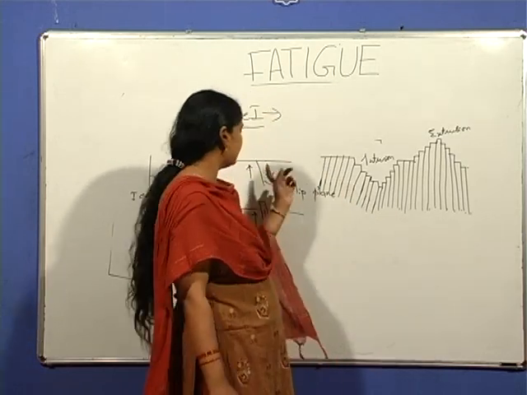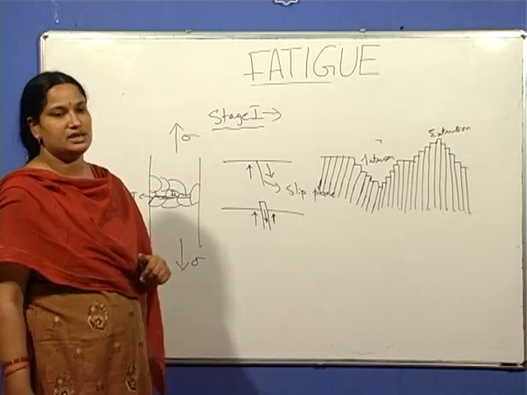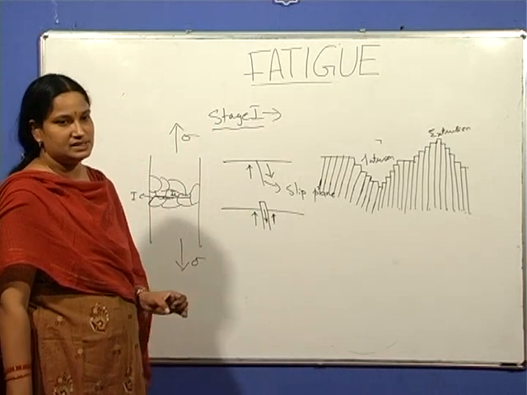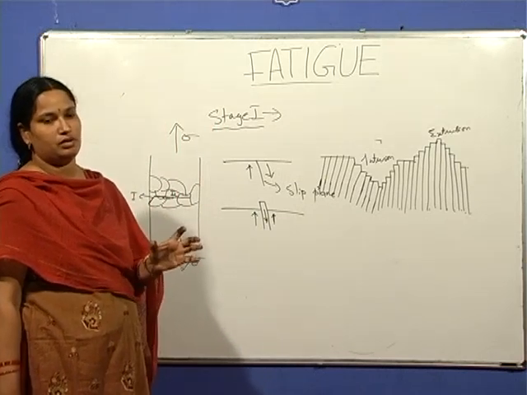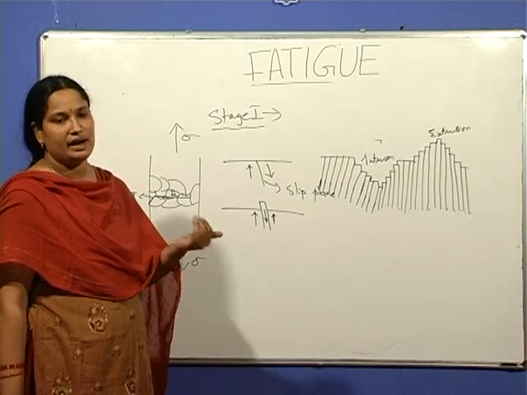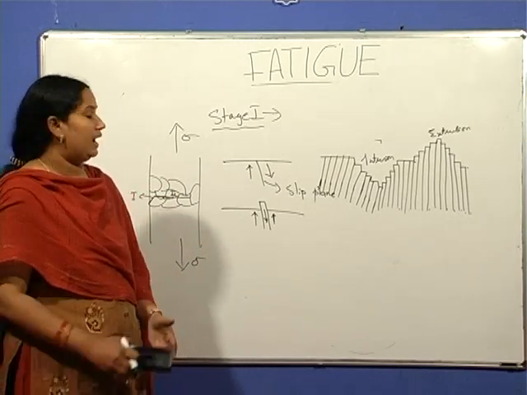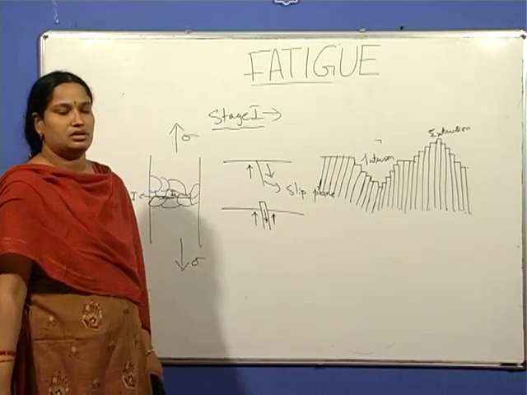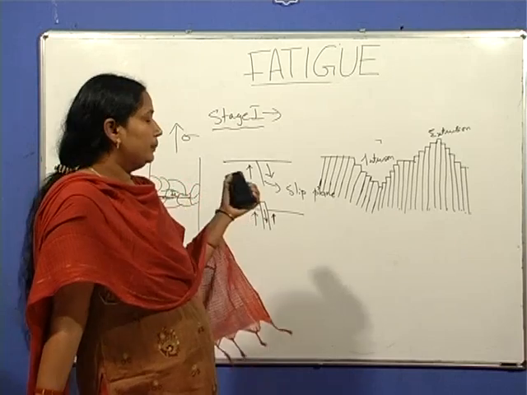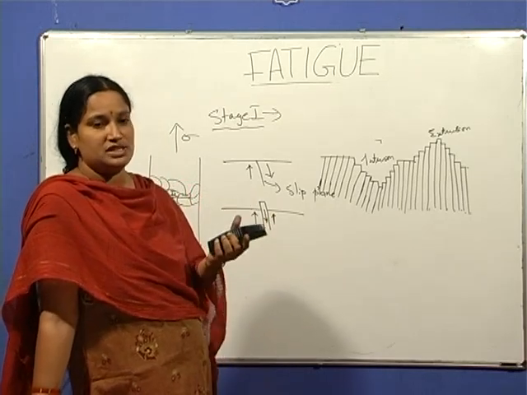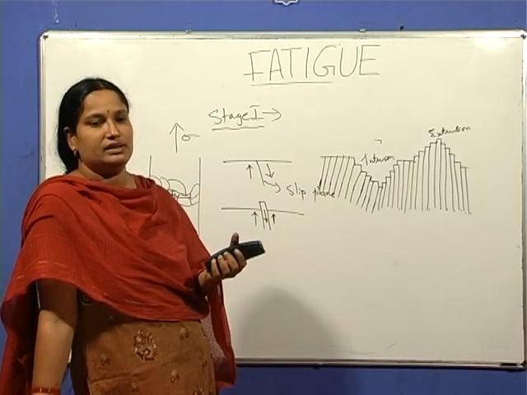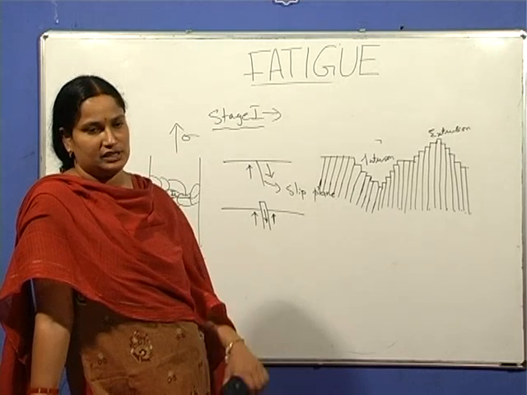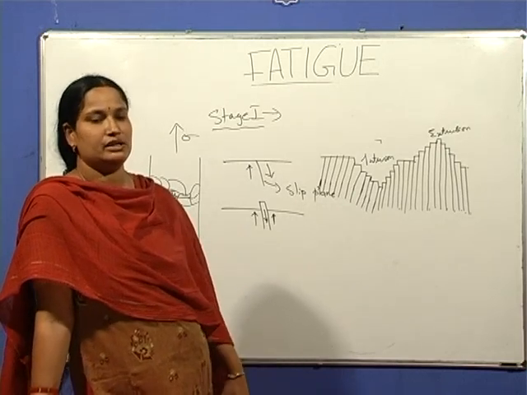Once it reaches a sufficient size, it changes its direction and enters into stage 2, where the crack propagates by a series of blunting, sharpening, blunting and resharpening. And in the third stage, the material cross section is not sufficient to bear the stress. The cross section has reduced to such an extent that it is unable to withstand the load, and finally the material undergoes fracture, failure by fatigue.